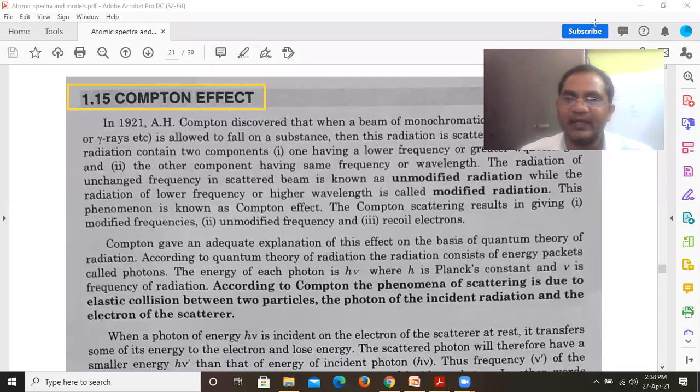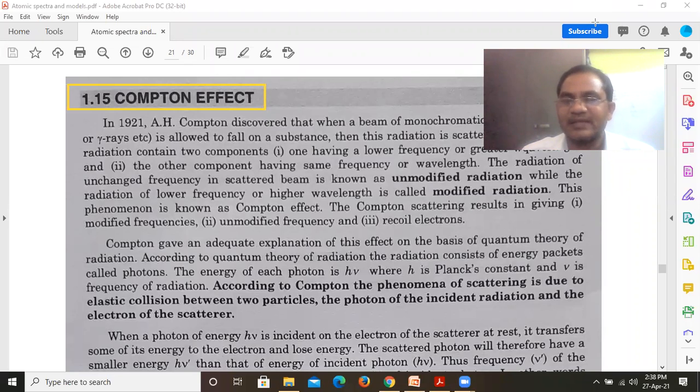So here what is happening? In the Compton effect, we treat this as Compton scattering. Here, we consider an elastic collision between two particles. One is the photon of the incident radiation. The second one is the electron of the scatterer.